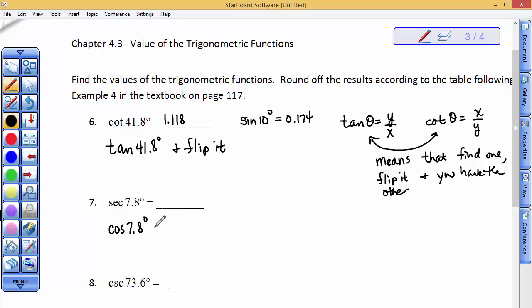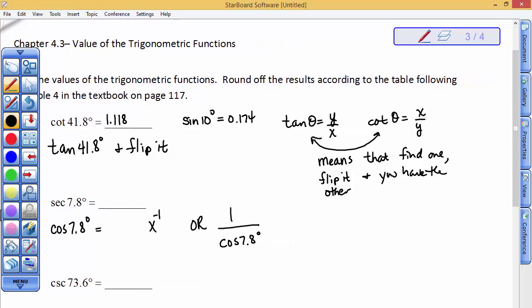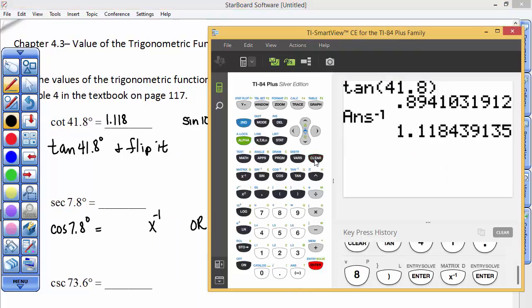Secant of 7.8 degrees. It's the reciprocal of cosine. So go ahead, please, and find the cosine of 7.8 degrees. I'm expecting that to be about 0.85 or something. Whatever you get, then hit your x to the minus 1 key. Now I need you to know that's the same thing as typing 1 divided by the cosine of 7.8, another way to do it.